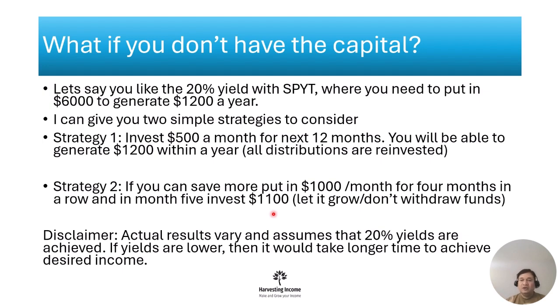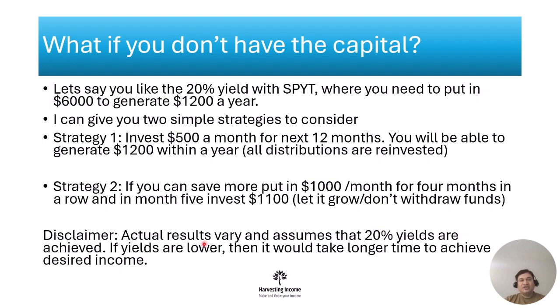Every month you're getting some dividends, reinvest back into the fund, and then month two you're getting dividends, reinvest back into the fund. Month three you're getting dividends, reinvest back into the fund, and you keep doing that for 5, 6, 7, 8, 9, 10, 11, 12 months. You will quickly reach the target of 1,200 a year or $100 a month.